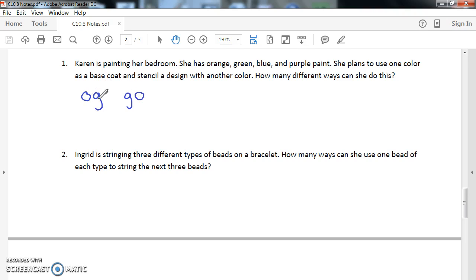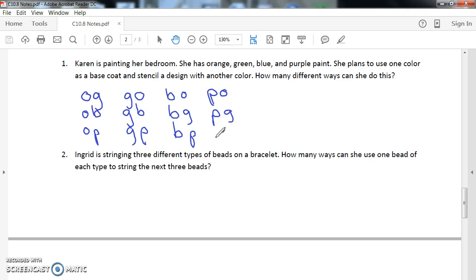So we could have orange with a green stencil, orange with blue, or orange with purple. We could have green with orange, green with blue, or green with purple. We could have blue with orange, blue with green, or blue with purple. Or we could have purple with orange, purple with green, or purple with blue. All right, so that gives you an idea of what that list might look like, and this time we have 12 different ways that she could do that.